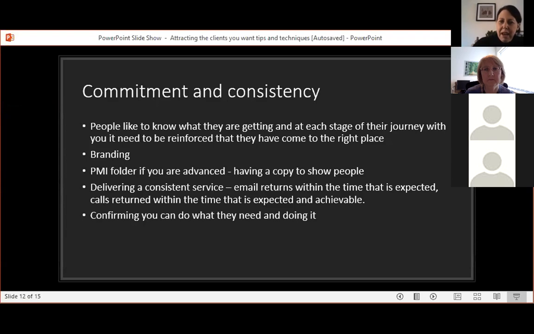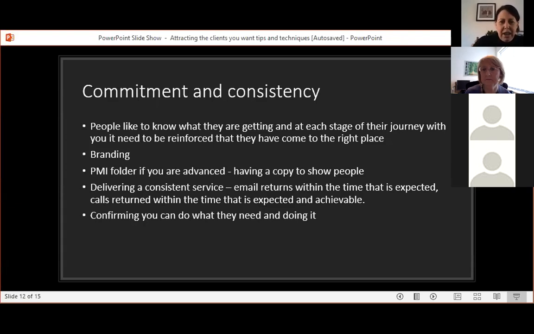Things to think about there, and I just dropped in, for example, you've got your branding there, you're talking to somebody because you're an advanced member about having a PMI folder, and you've really listened to them. They can see the benefit of it. Having one made up in advance to show with them, share with them, get them enthused about it. So it's about having the consistency, having your processes set up there for the journey you want to take your clients on. Also about delivering a consistent service.